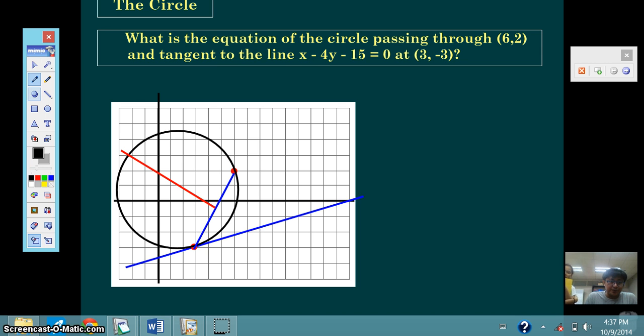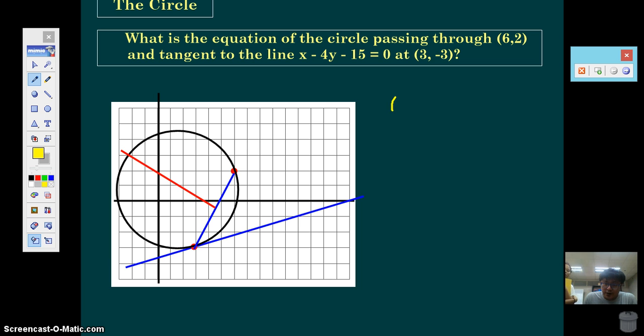So what's the midpoint? The midpoint would be (9/2, -1/2). Now the slope of this segment connecting (6, 2) and (3, -3) is 2 minus negative 3, that's 5, over 6 minus 3, 3, so that's 5/3. Therefore, the slope of your perpendicular bisector is negative 3/5.